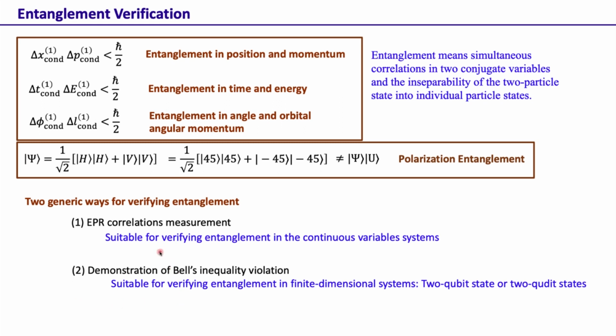So again, let me just point out that verifying entanglement is not the same as quantifying entanglement. In verifying entanglement, one only proves that yes, the entanglement is there in a certain degree of freedom. But how much entanglement is there, that we do not get through either EPR correlation measurement or Bell inequality violation measurement. Of course, if this conditional uncertainty value is much smaller than h bar by 2, there is a sense that there's probably more entanglement there.